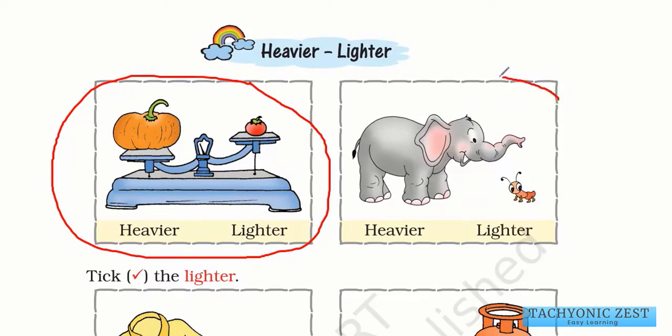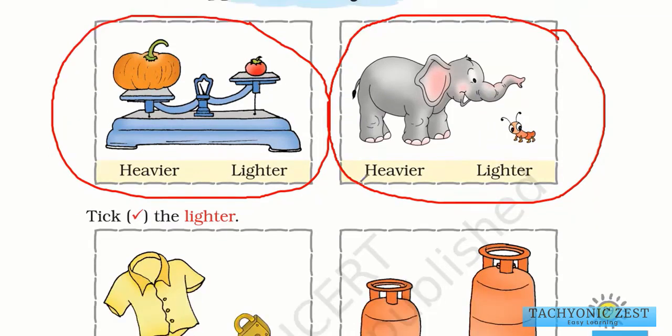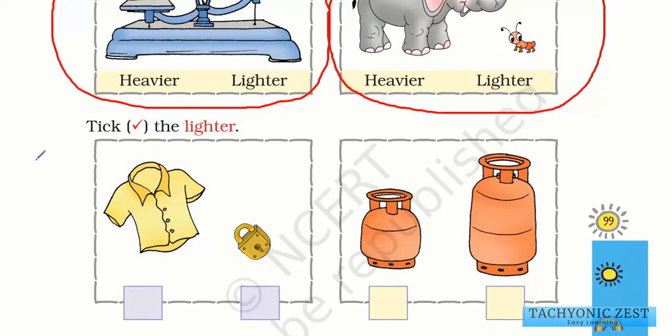Let us see the next picture. In this picture, it is an elephant and an ant. We have to see which is heavier and which is lighter. Clearly we know that an elephant is heavier than an ant and an ant is lighter than an elephant. So the elephant over here is heavier than the ant, and the ant over here is lighter than the elephant. That is how we see.